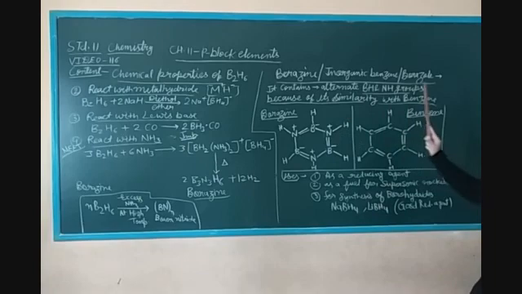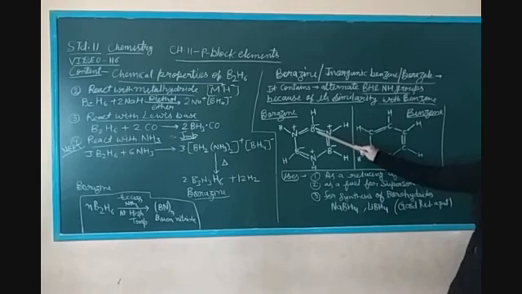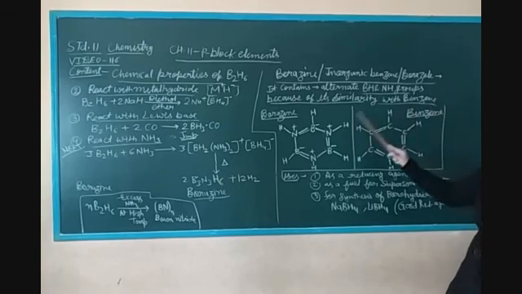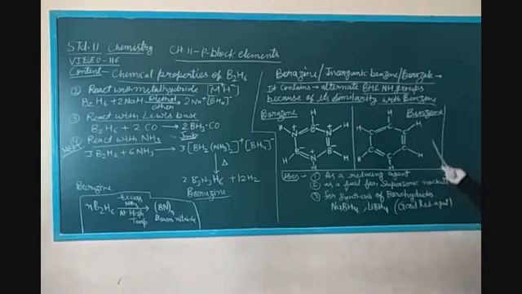So borazine has similarities with benzene, with alternate BH and NH, double bond and single bond, also a conjugated system. So borazine is completely similar to benzene. Benzene is considered organic and borazine is considered inorganic benzene. So this is the structure of borazine. Got it?